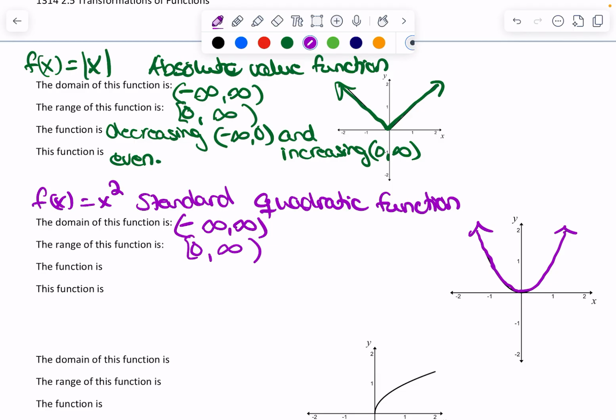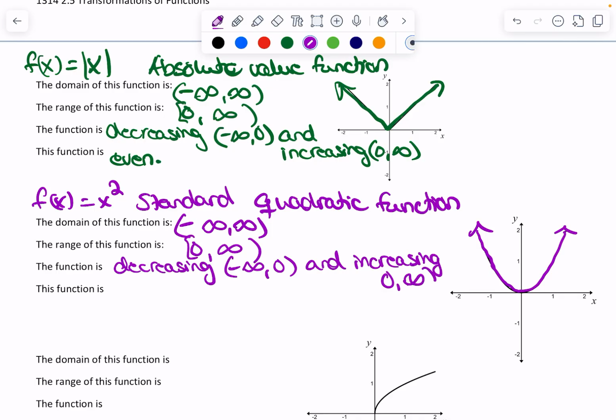This function is decreasing, so left to right, it goes downhill from negative infinity to 0, and then it increases from 0 to infinity. This function is even.